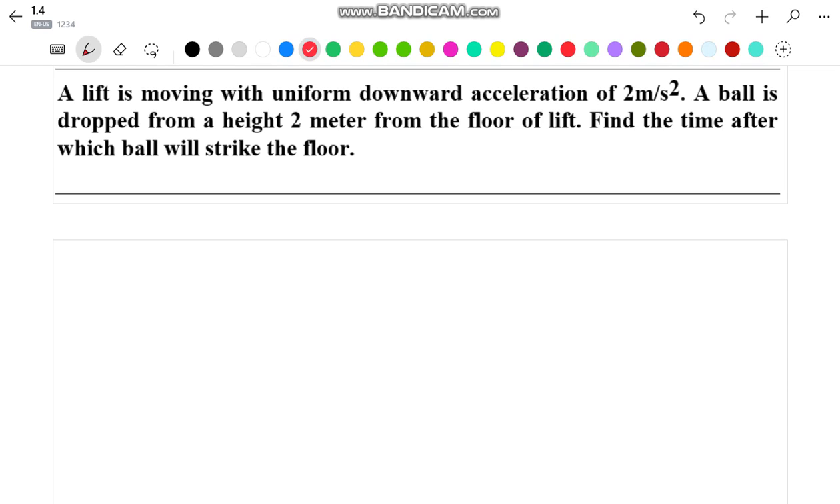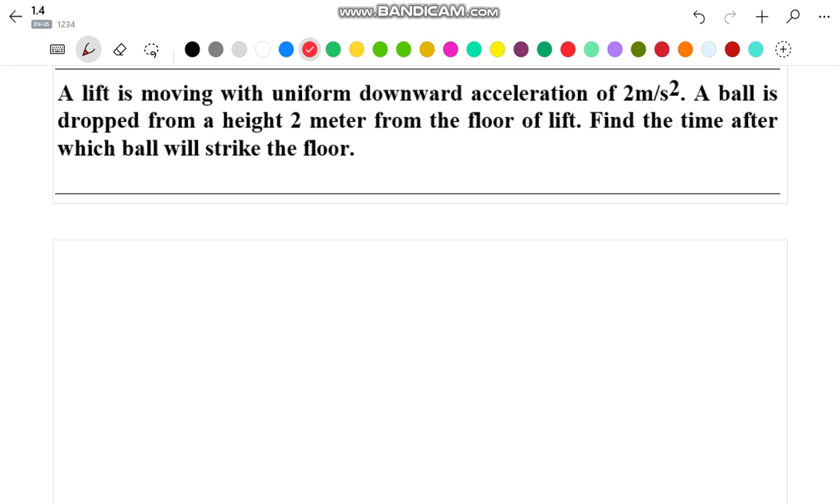Hello friends, so in this video we will discuss yet another problem which is related to kinematics as well as the concept of relative motion. So let us see what all data are given in the problem. A lift is moving with uniform downward acceleration of 2 meter per second square.